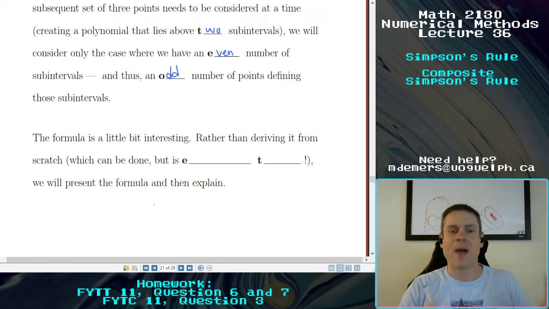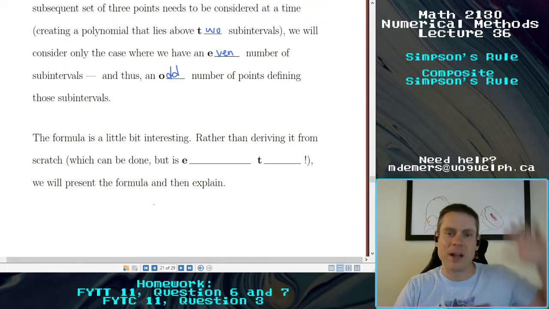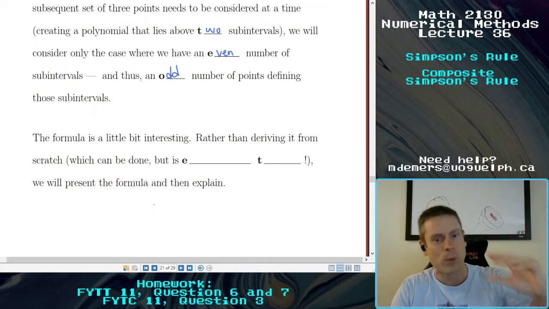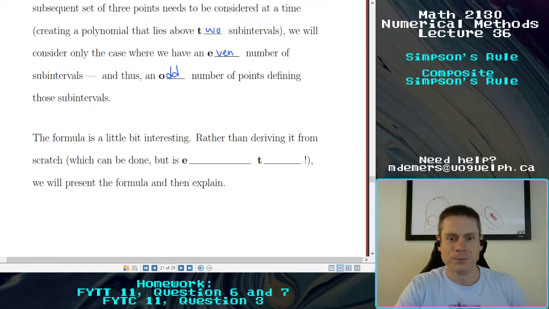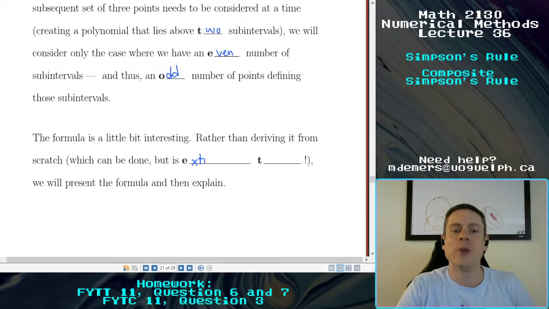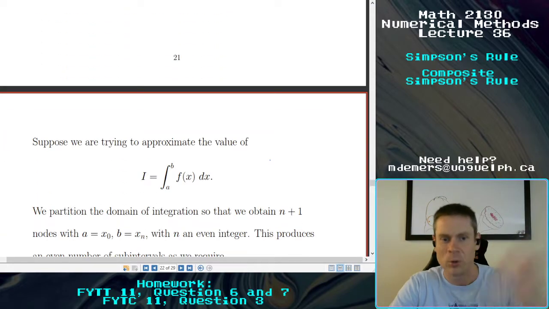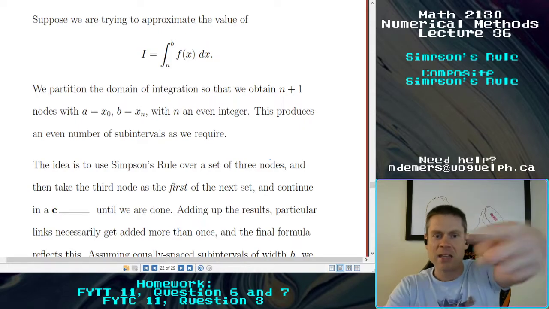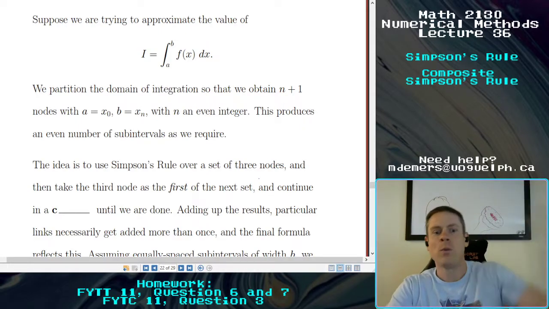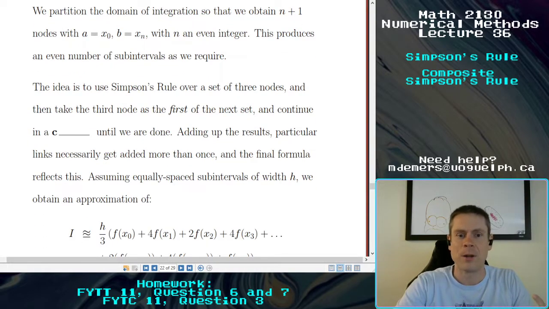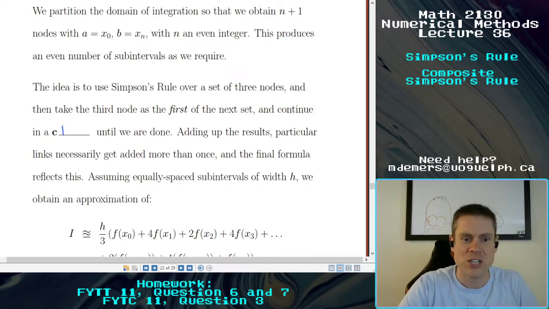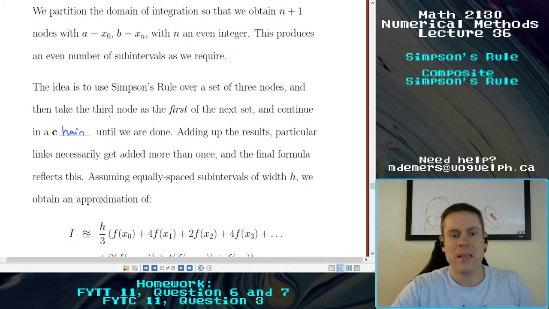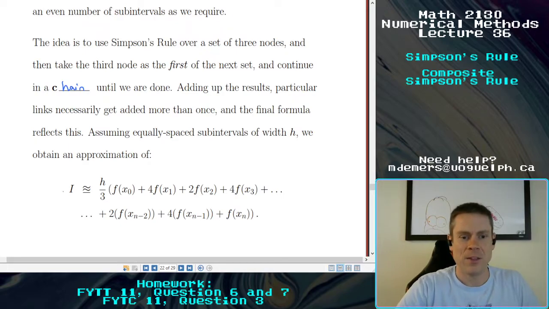Rather than deriving it from scratch, which can be done, I think that I've done a pretty good job of explaining where it comes from. The whole thing, including the integrations from before, are extremely tedious. So it's better, I think, to explain it in this way, in a more loose sort of way. This is all presented formally. The A and the B are the left and right endpoints. We want an even number of subintervals and so on. We continue in this chain as I talked about. Here's what it is. You ready? This is the formula.